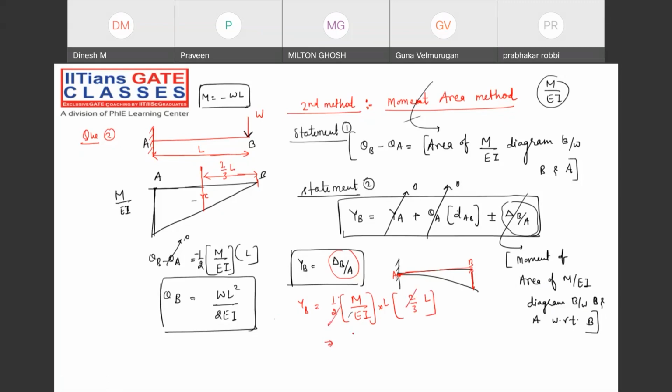This 2 will cancel out. M is what? W into L. So W into L cube divided by 3EI. Forget about the minus or plus. Just focus on the magnitude. All of you, please check it out, whatever I want to say.